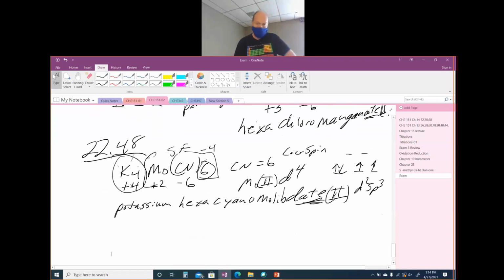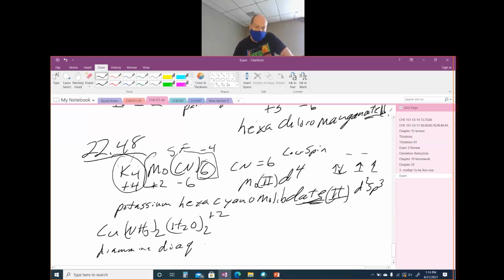All right, we have Cu(NH3)2(H2O)2 with a +2. All right, so we have diammine, diaqua, and that's 0, and that's 0, so the copper has to be +2, copper(II).